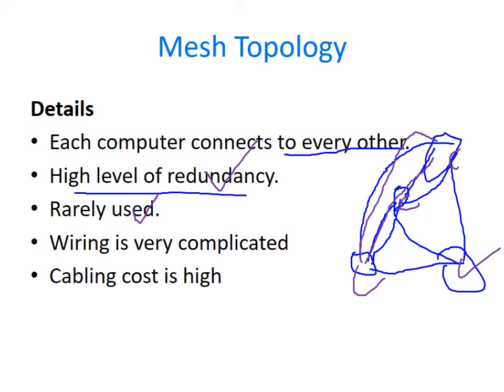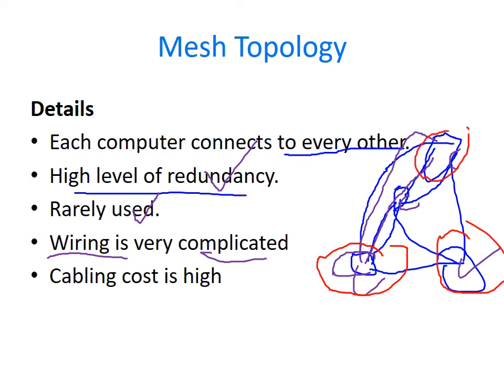Then another thing is wiring is complicated. I think you can just see this is another PC, this is another PC, this is another PC, this is another PC. You can see how the cables are running. This one runs to here, this one runs to here, this one runs to this one, this one runs to this one. So it's a bit complicated, and wiring is a bit tedious, and you may encounter a lot of problems when you are doing the cabling.